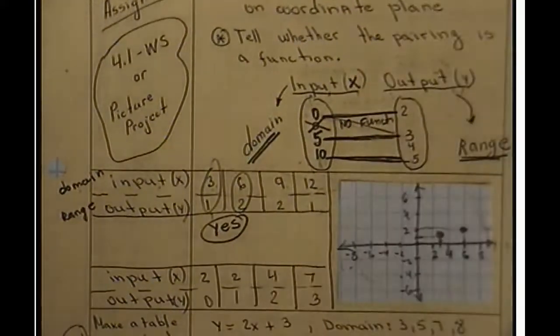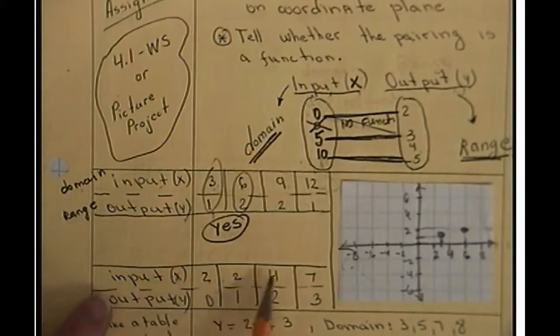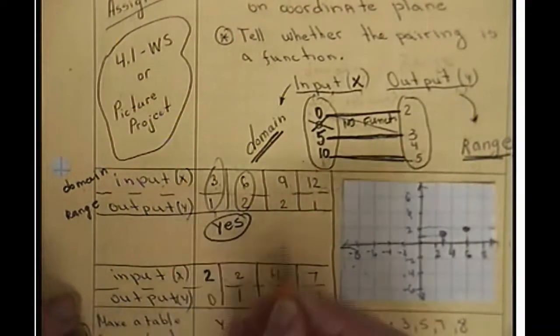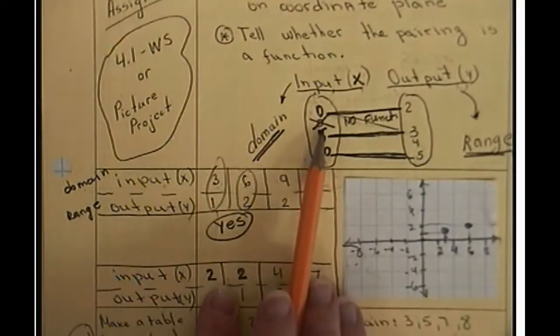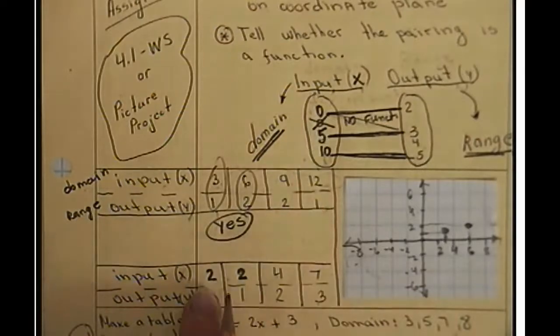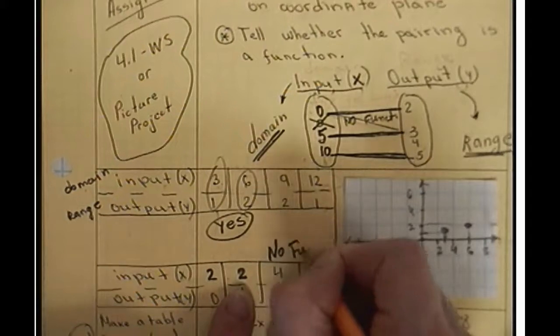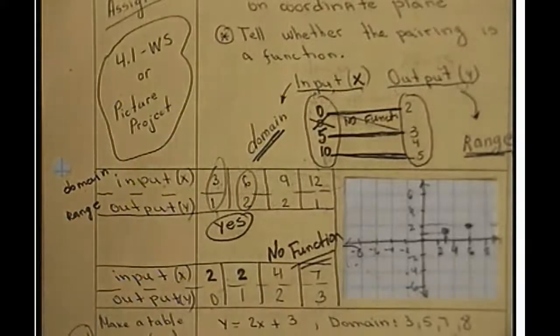Now, look at the second table. We have input x with numbers 2, 2, 4, 7, and output y with 0, 1, 2, and 3. What do you notice here? Well, I hope everybody sees that the x input has two numbers 2. And we just said at the beginning that the input x values should not repeat. If they repeat, the answer is no function here. No function. And we don't graph it, because if there is no function, we cannot graph it.